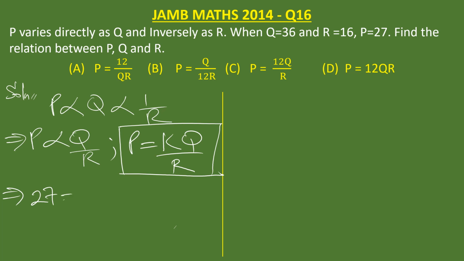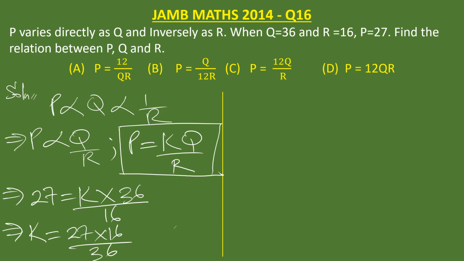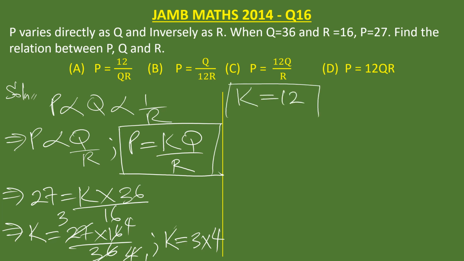Now they said from the equation, P is 27, equal to K times Q, 36, divided by R, 16. So this simply means that our K is equal to 27 times 16 divided by 36. So what can cancel out? 9 can go here, 4, 9 goes here, 3, 4 here, 1, 4 here, 4. This simply means our K is equal to 3 times 4, which makes our K equal to 12. So we have known the value of our K.